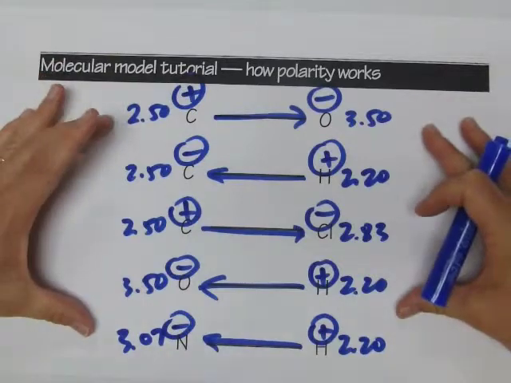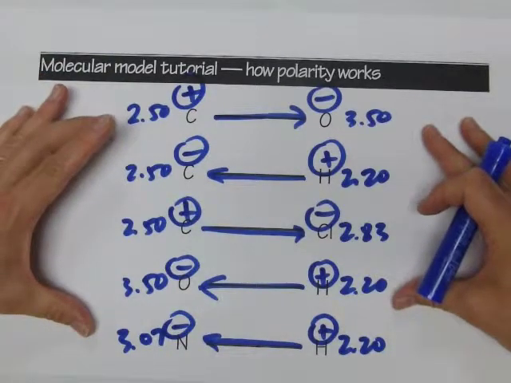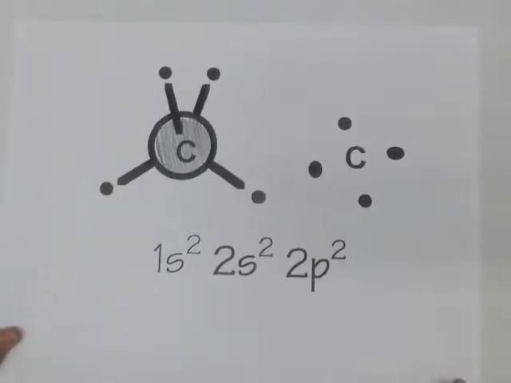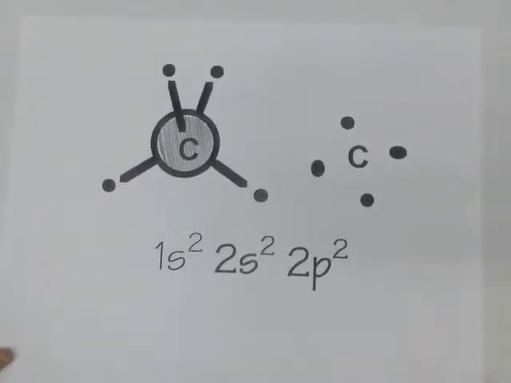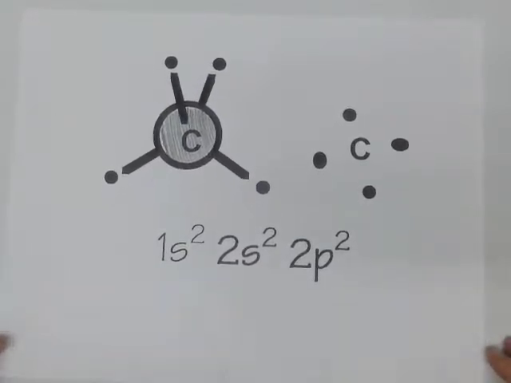Polar covalent bonds are one of the things that we look for in the structure of molecules to evaluate their polarity. The next thing that we look for is the way that the atoms join together and what effect that has on the shape and overall structure of the molecule.